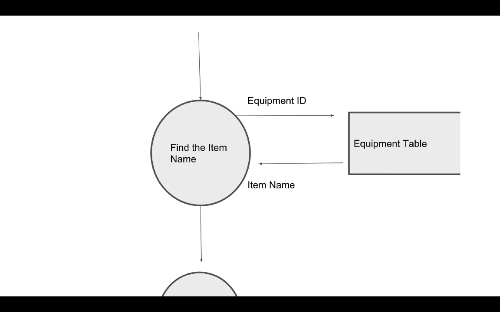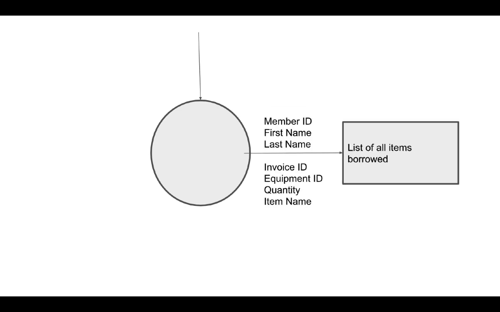Once this is done, the information is passed on to the last processing bubble or action circle, and we pass all the information into the final stage, which is the member's ID, which was the user input, the first name, last name, which was returned by the very first action bubble, the invoice ID, the equipment ID and quantity, and last of all, the item name. This is then passed on to the very last repository, where this will produce the report and list all the items that were borrowed.